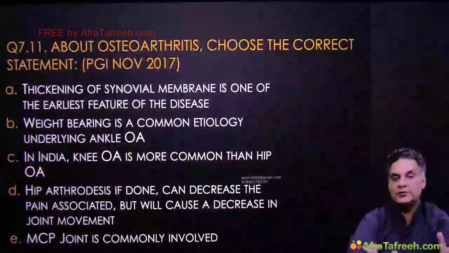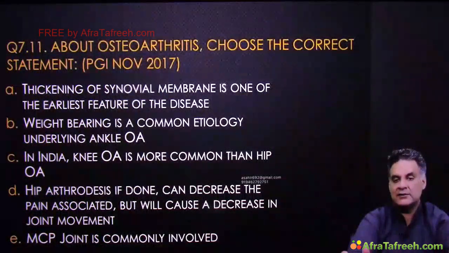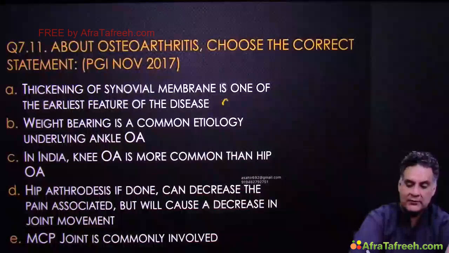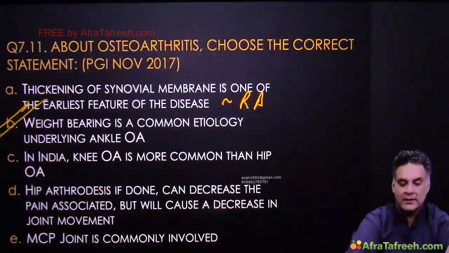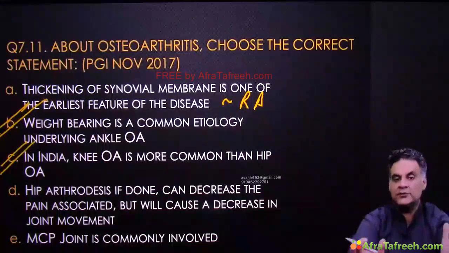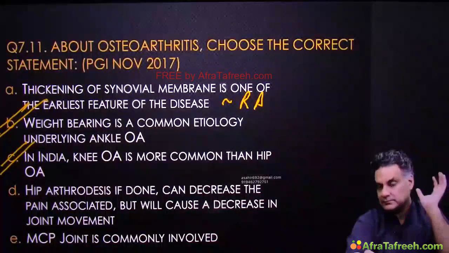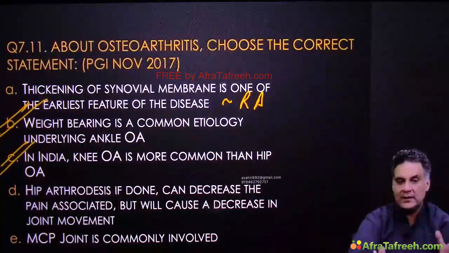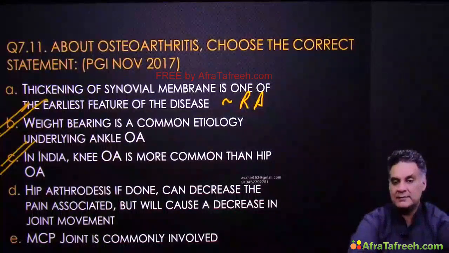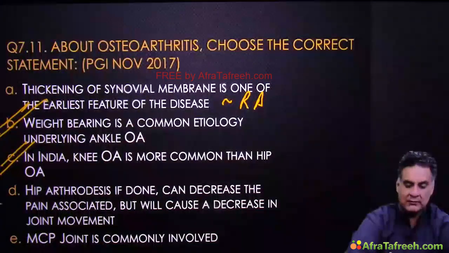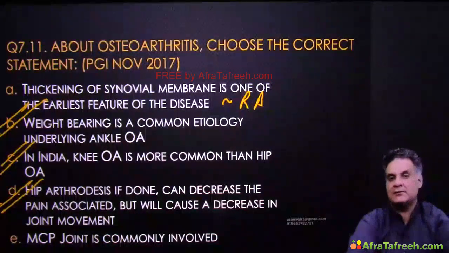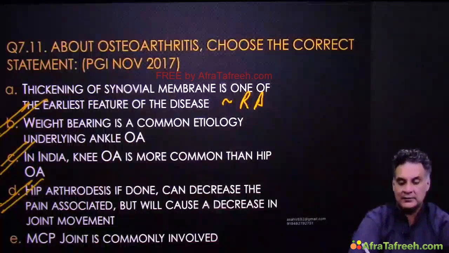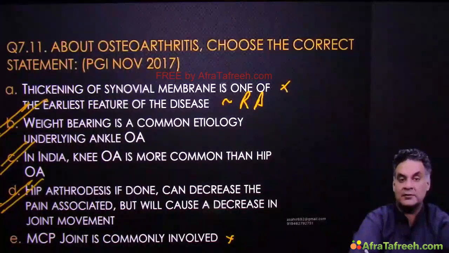About OA, choose the correct statement. Thickening of synovium is one of the earliest features. This is of RA, so this can't be the answer. Weight bearing is a common etiology, true. In India, knee OA is very common, true. In fact, we have good hips and bad knees, so our knee OA is very common. Hip arthrodesis if done can decrease the pain, but will cause a decrease in joint movement. Absolutely true. MCP is commonly not involved, in fact it is spared. So this is also not possible. This is also not possible.